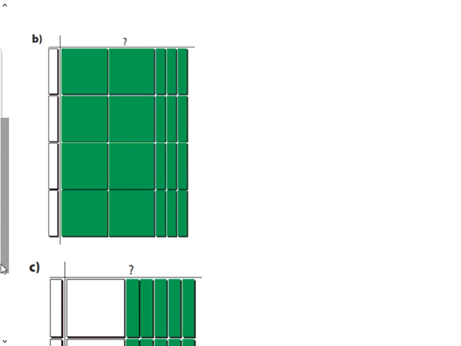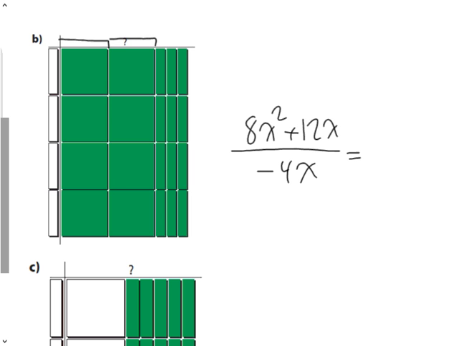In B, we have 8x squared plus 12x divided by the side I know, which is negative 4x. My missing side here, this is interesting because these two have to be negative, because a negative x times a negative x is going to be that positive x squared tile, because a negative times a negative. So we have negatives up there, and these also have to be negatives because a negative times a negative is a positive. So what we end up for our quotient is negative 2x and negative 3, not negative 3x. Okay, that's the answer to there.